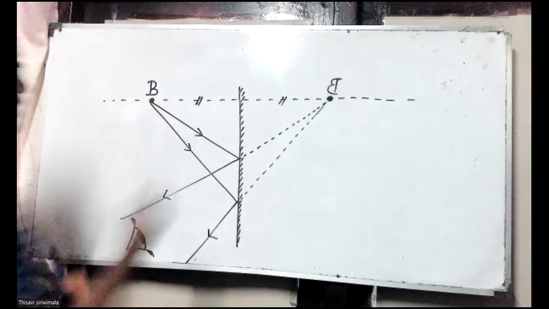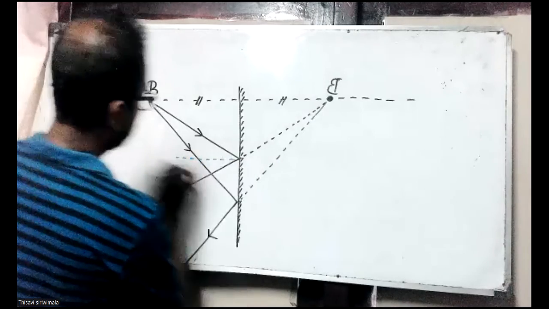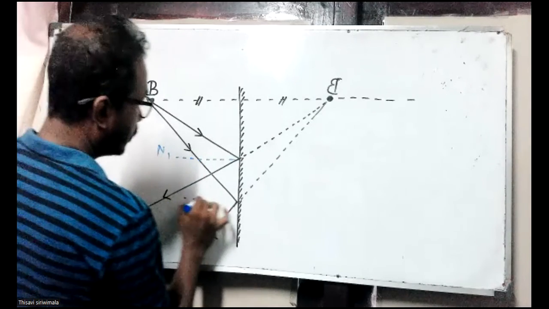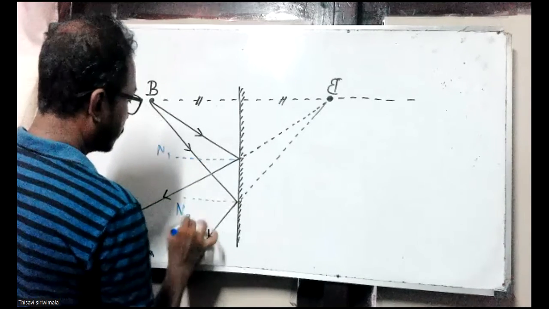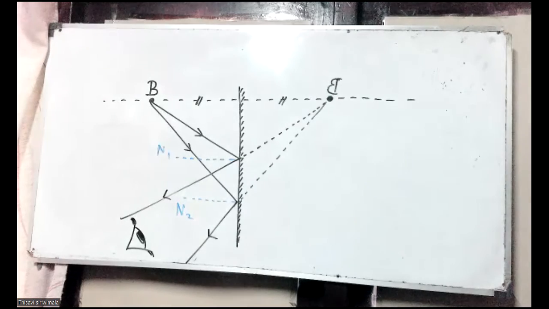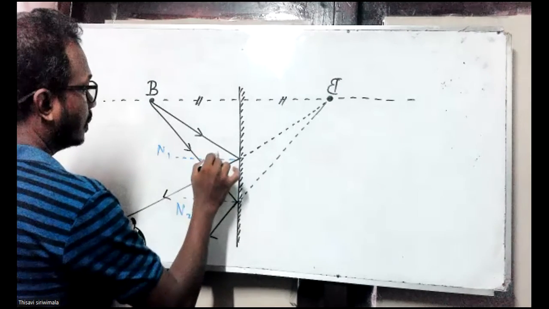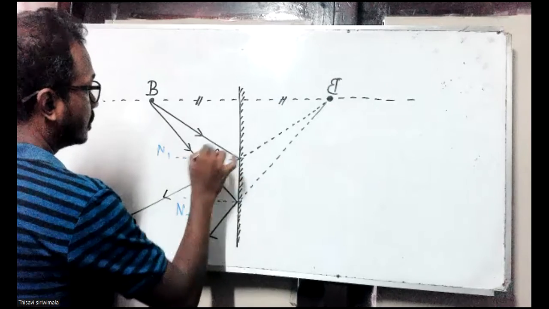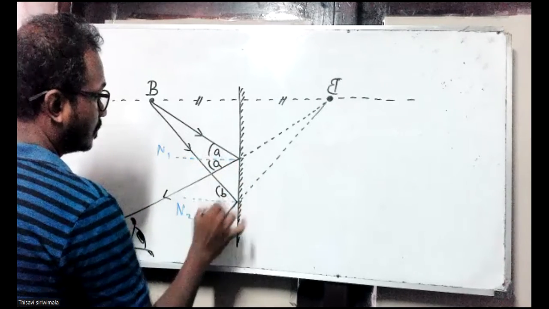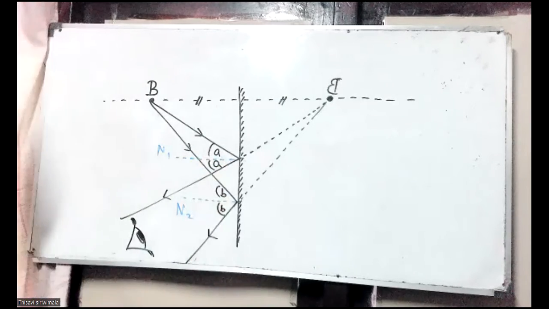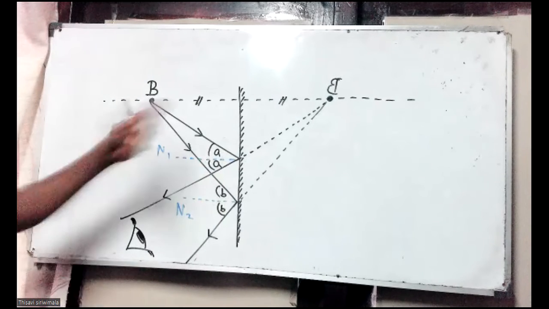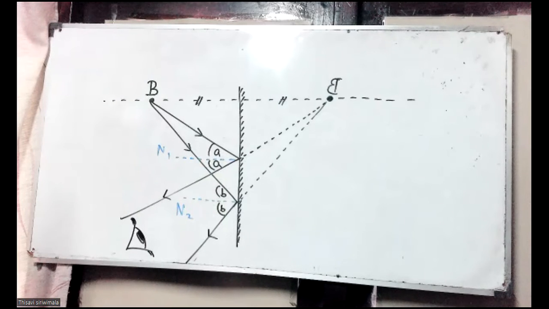These are the two normals which are drawn to the points of incidence, N1 and N2. And these angles are equal. So this is how we obtain the image of an object which is kept in front of a plane mirror.